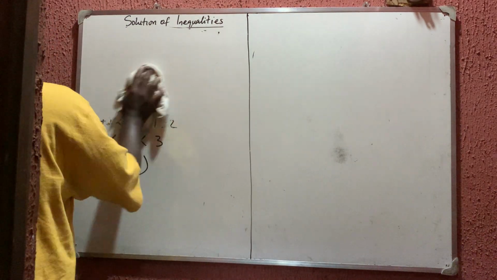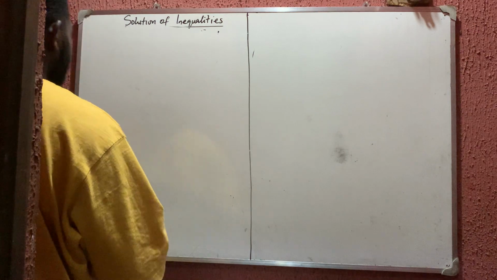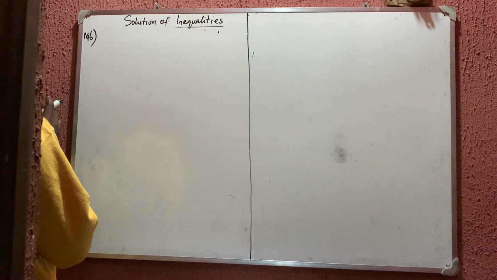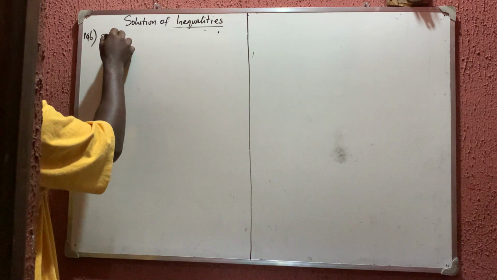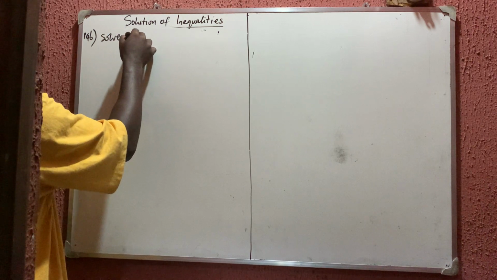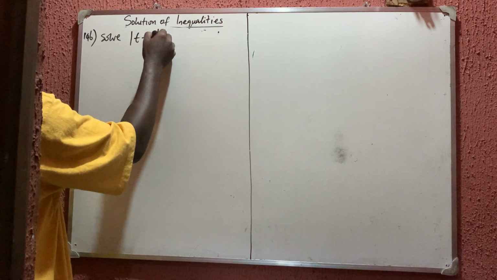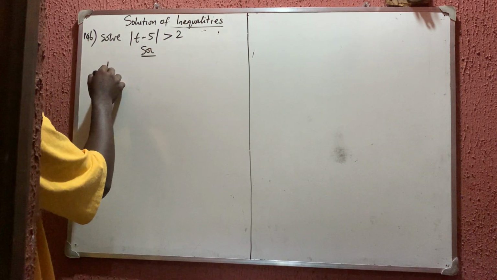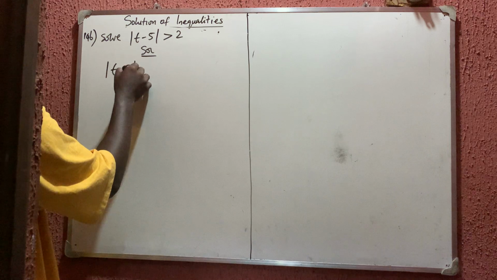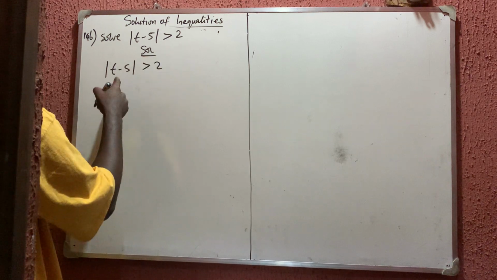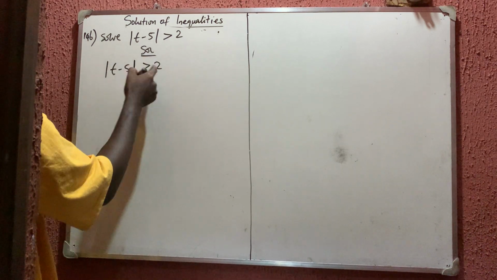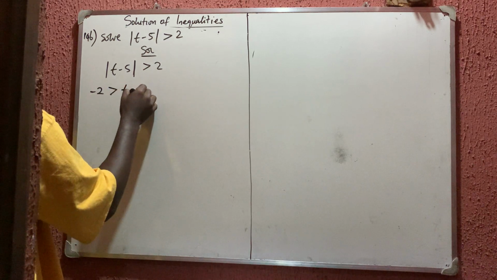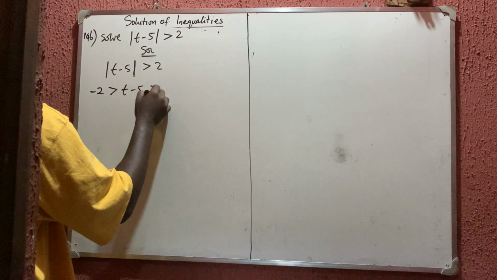Question number 146. Question number 146 said we should solve the absolute value of t minus 5 is greater than 2. Solution. Now what do you do? This is the absolute value of t minus 5 is greater than 2. Now to remove the absolute value, we do the negative of this. So minus 2 is greater than t minus 5, which is greater than 2.